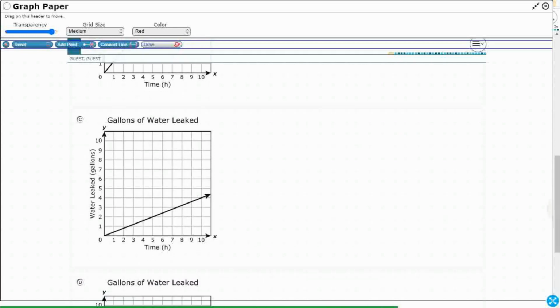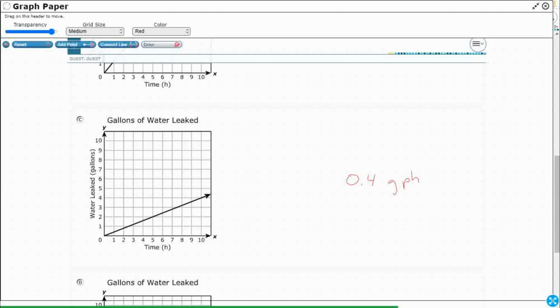So let's look at C. Now that's a little bit better. Look at this. So I'm looking for the 0.4 gallons per hour, right? So that looks like about 0.4 at the 1 hour. And look, that's not even 1. That's about 0.8 at the 2 hours.